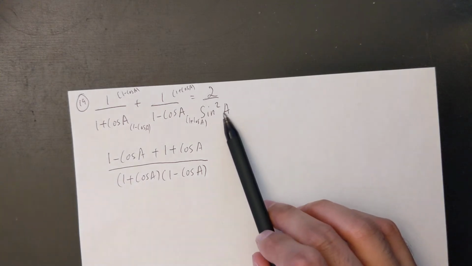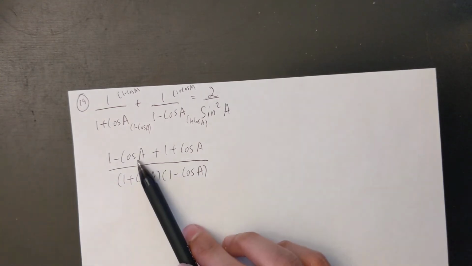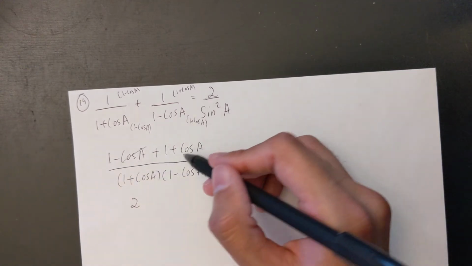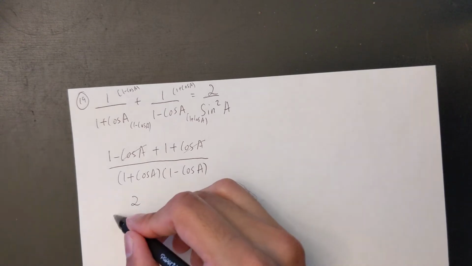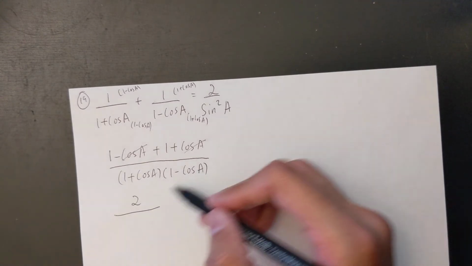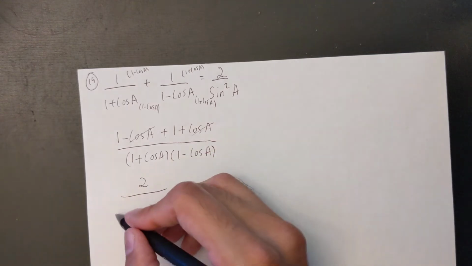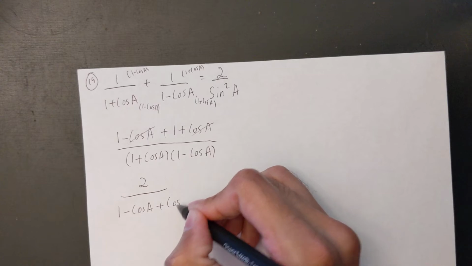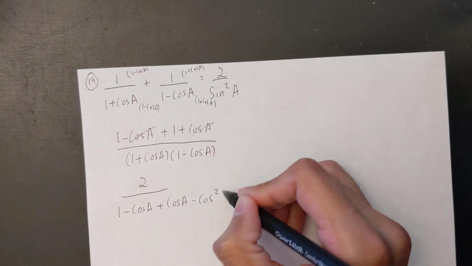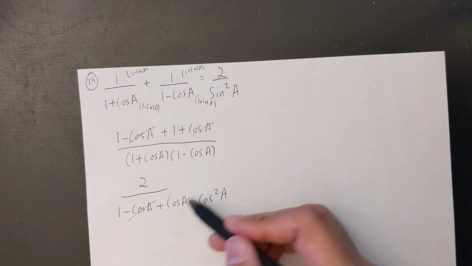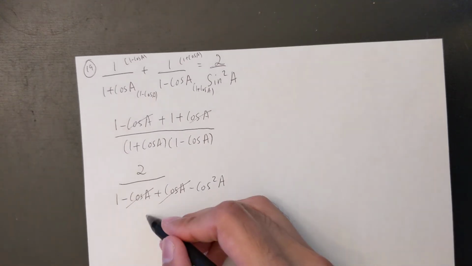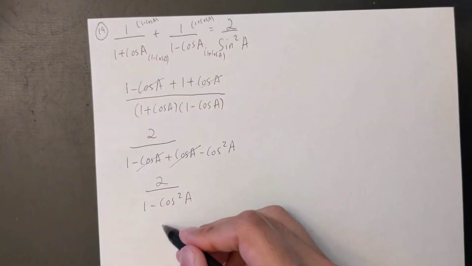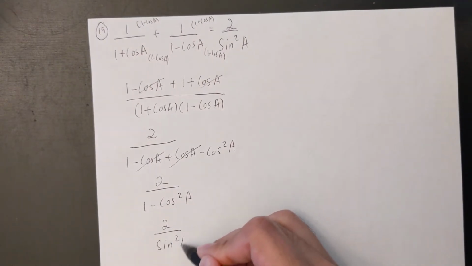Compare my other side, the bottom is sine and then the top is 2. So in the top, 1 plus 1 is 2. Negative cos A and cos A, they just cancel off. And for the bottom, I need to manipulate the bottom as well to get it as sine. So I'm going to FOIL out my two brackets. 1 times 1 is 1. And minus cos A plus cos A minus cos square A. And cancel those like terms. So I'm left with 2 over 1 minus cos square A, which is 2 over sine square A.